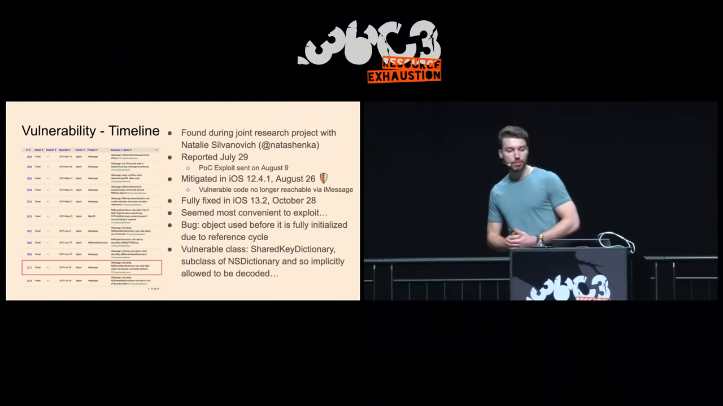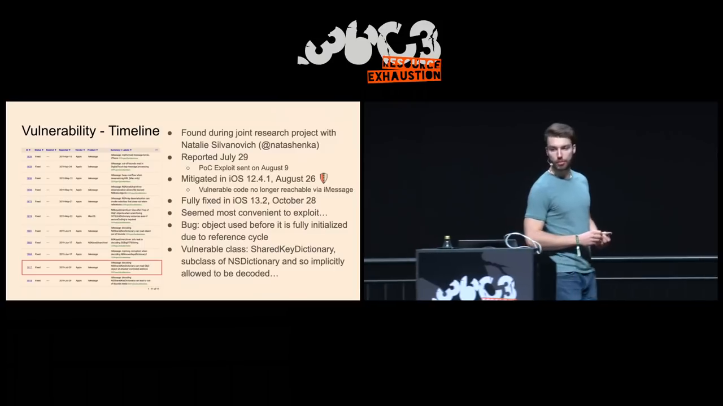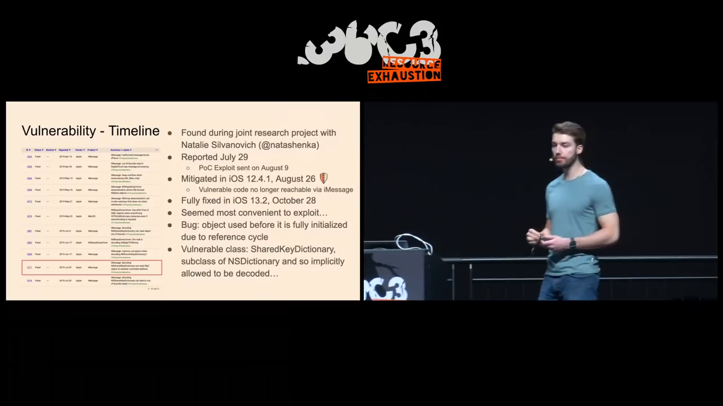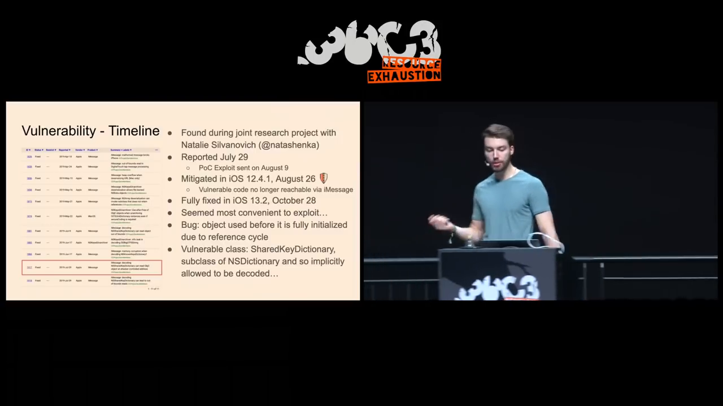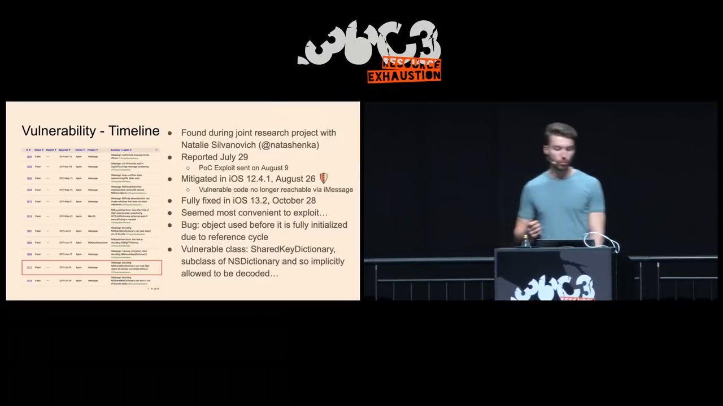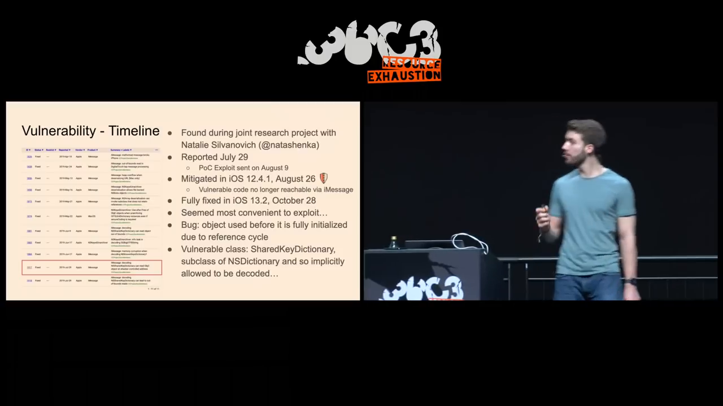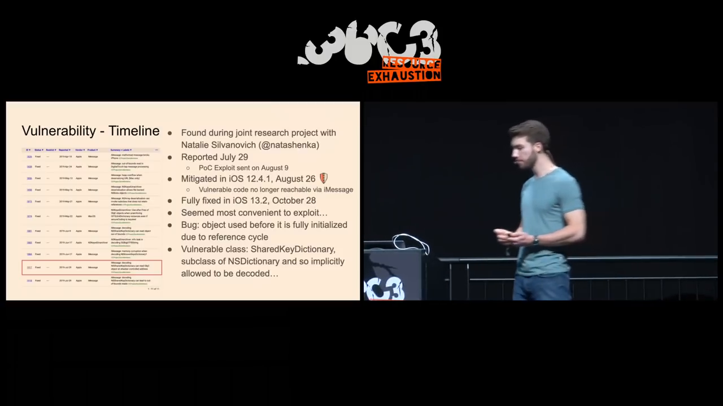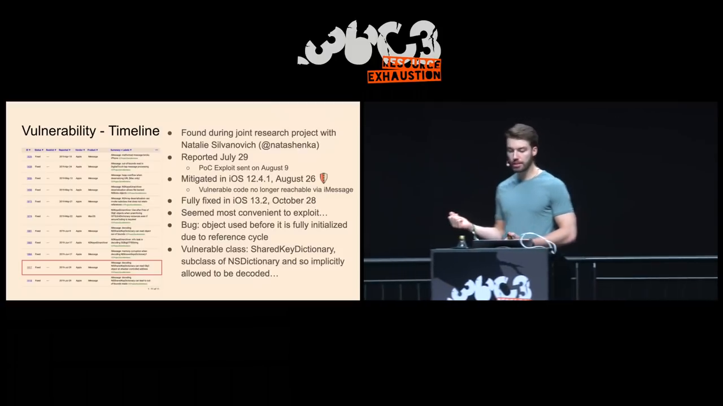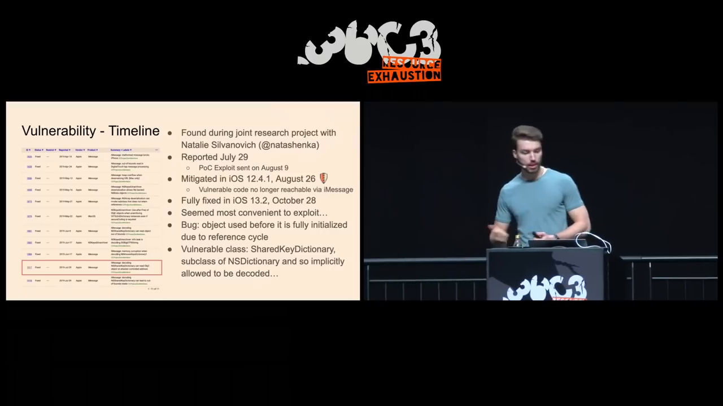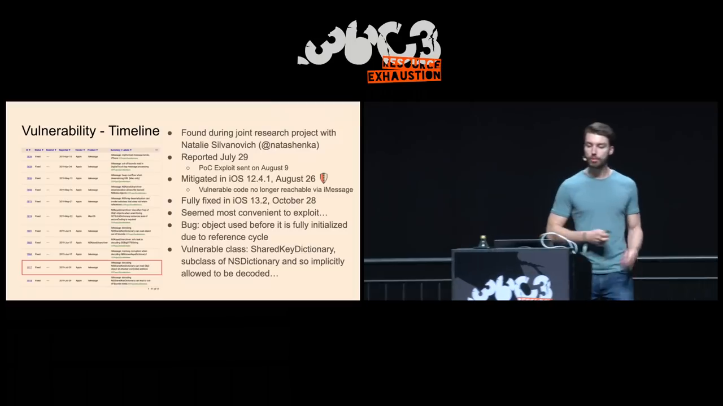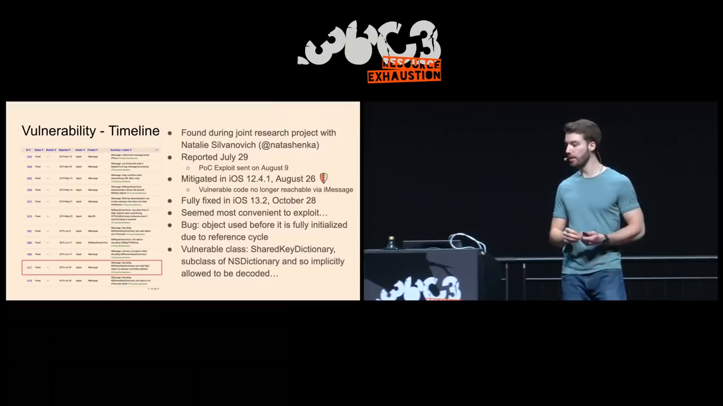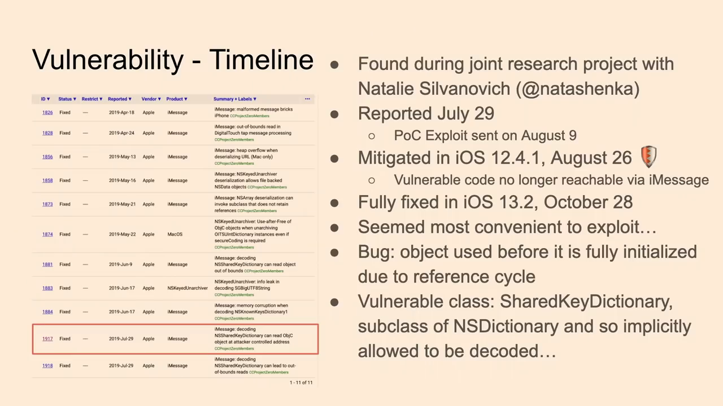Okay, so this is what we focused on when Natalie and I were looking for vulnerabilities. It seemed like the most complex thing we found. We reported quite a few vulnerabilities here. You can see it maybe a bit on the left. The one I decided to write an exploit for is this 1917, reported on July 29th, and then exploit sent on August 9th.